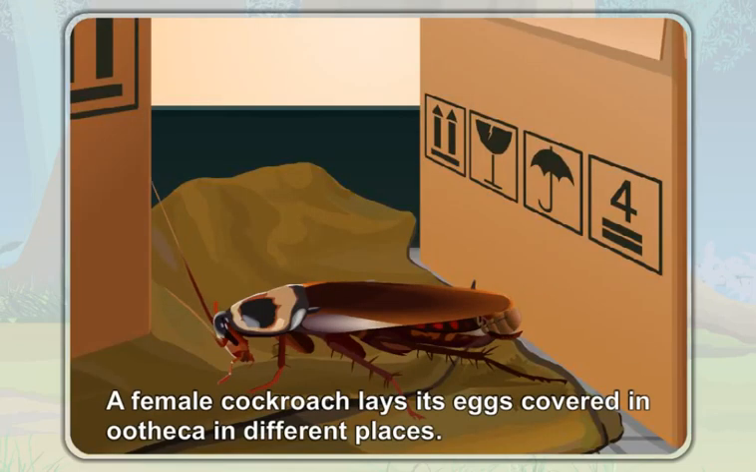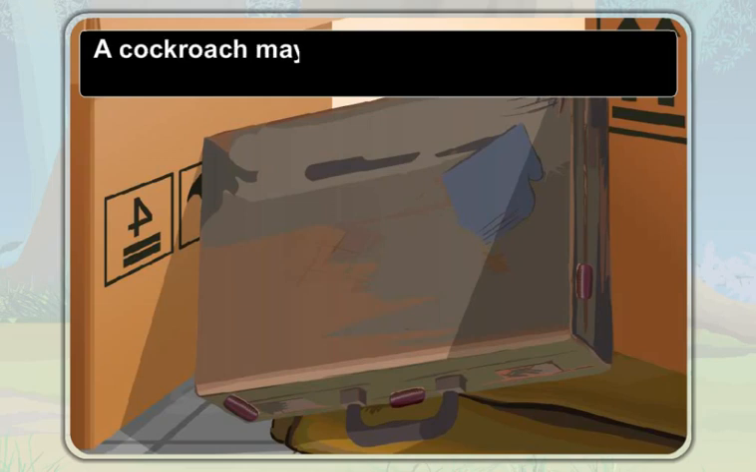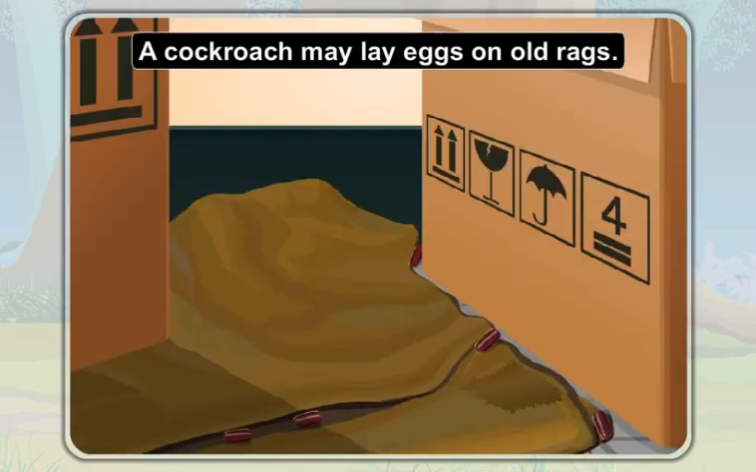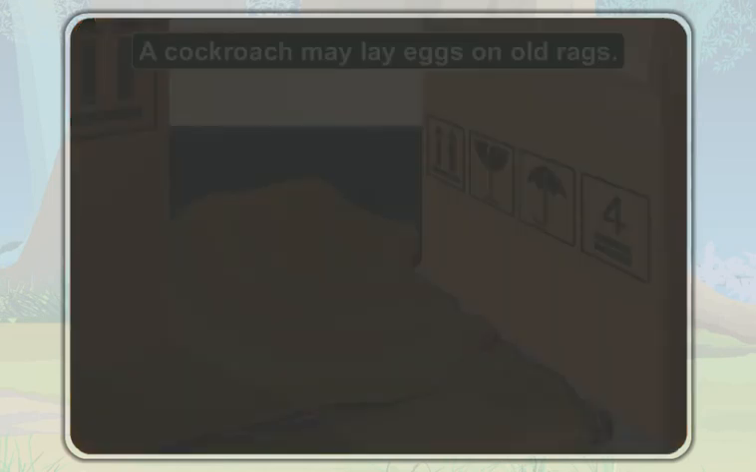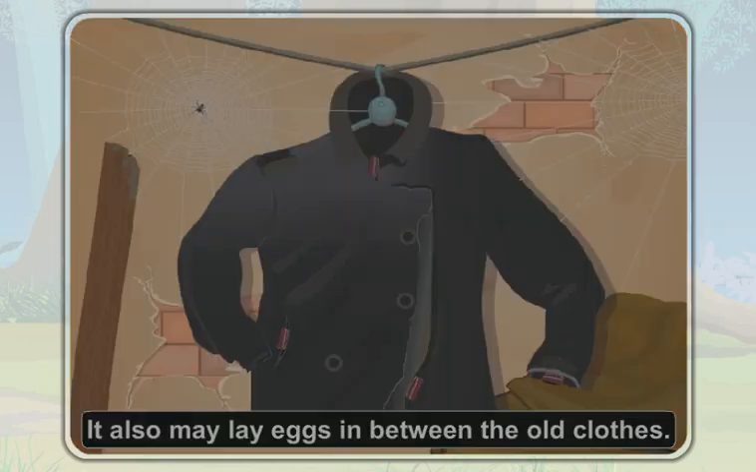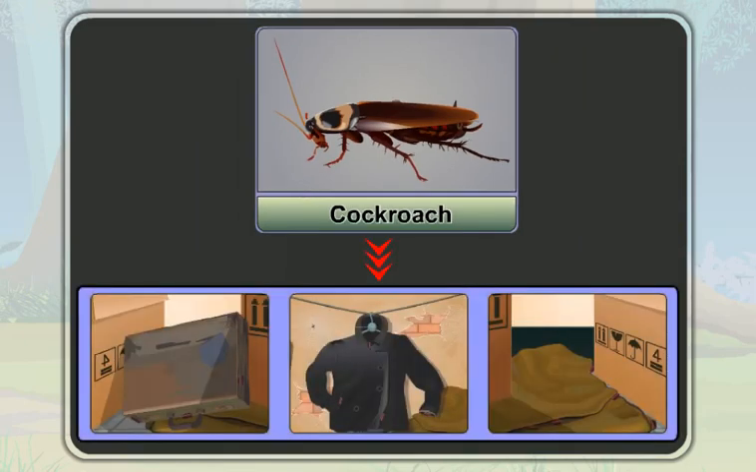A female cockroach lays its eggs covered in ootheca in different places. A cockroach may lay eggs on the edges of old suitcases. It may lay eggs on old rags. It also may lay eggs in between the old clothes. Usually, a cockroach lays its eggs in safe and hidden places.